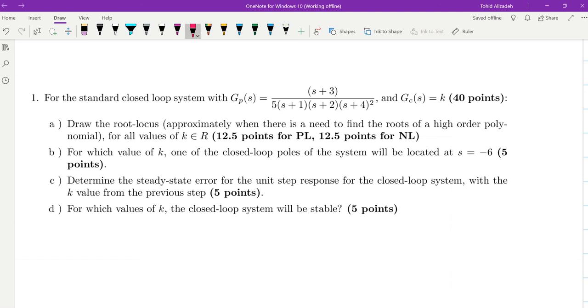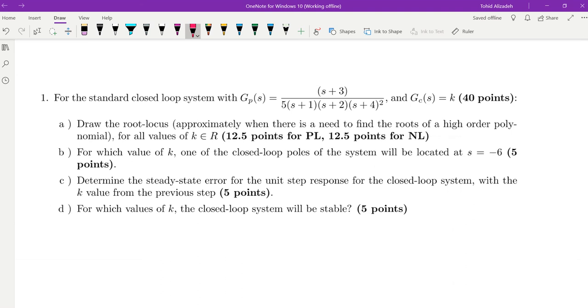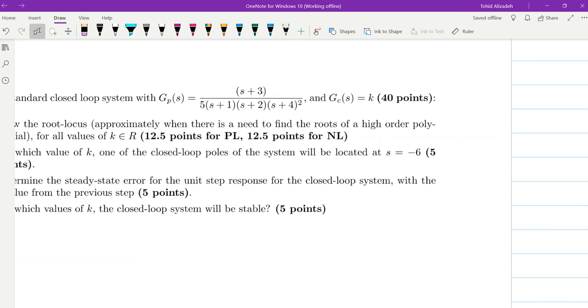Hello everyone. In this video I'm going to explain the solution for the first problem of the midterm exam that we just had. We need to draw the root locus sketch for the system provided here. GP is given as s plus 3 over the denominator, and GC of s is equal to k. So we need to first form L of s, which is GC times GP.